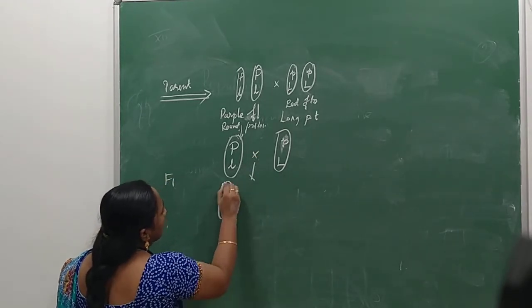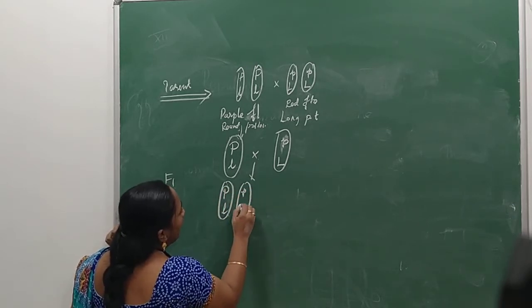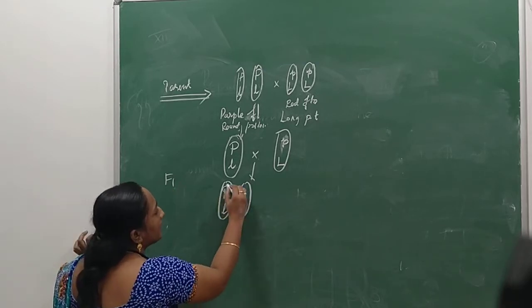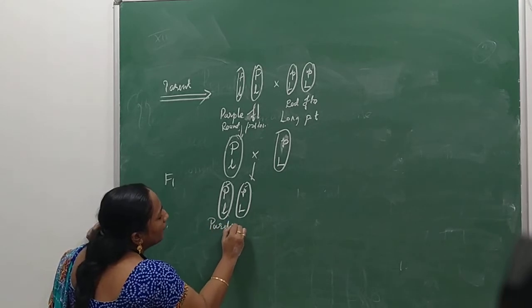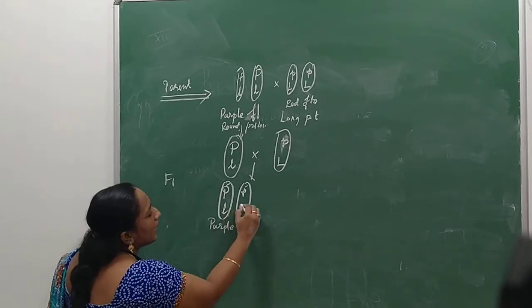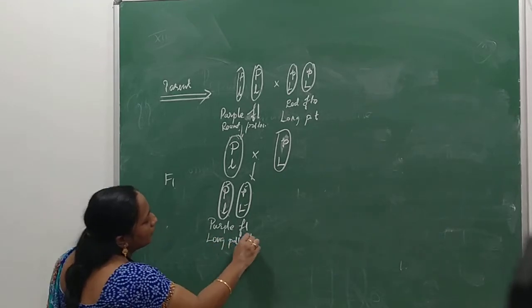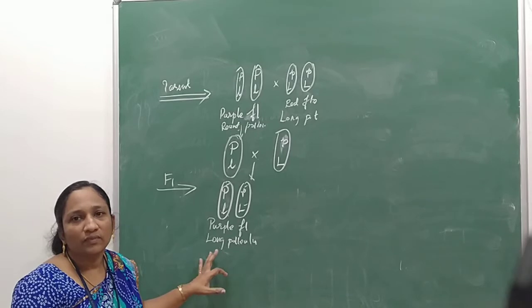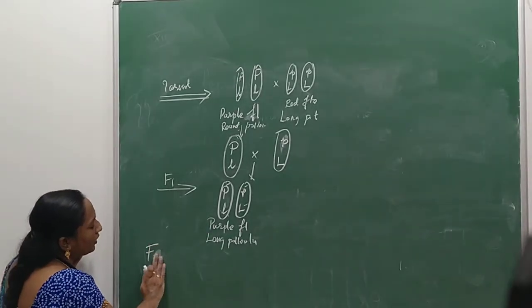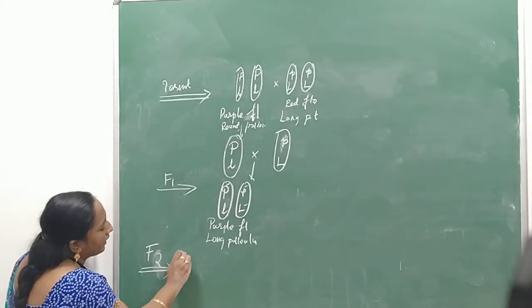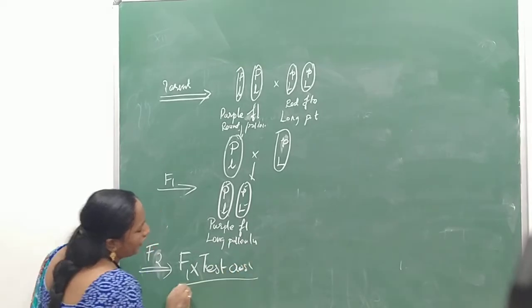Capital P, small l, and small p, capital L. Here the dominant character is capital P, so the progeny will be purple flower, and here L is dominant, so long pollen tube. Okay, so if again doing the F2 cross, what are they doing? F1 into test cross.